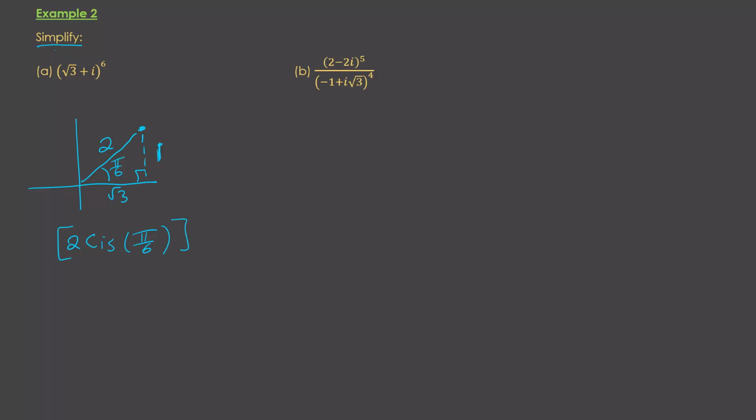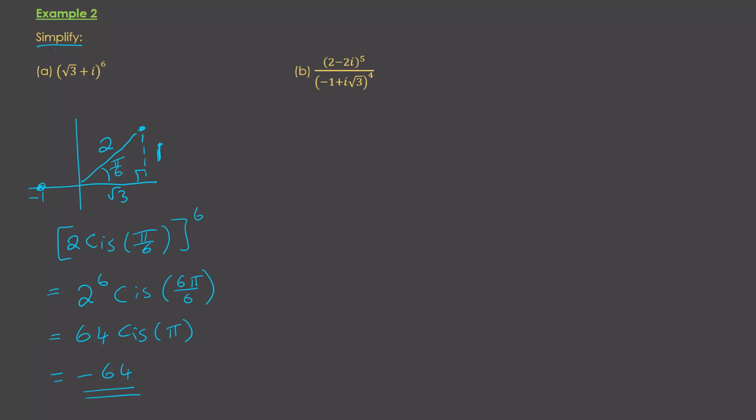being to the power 6. So that's going to be 2 to the 6 cis 6 pi by 6. 2 to the 6 is 64. And then we have cis pi. Now remember, pi is over here. So cis pi is just -1, meaning that this becomes -64.